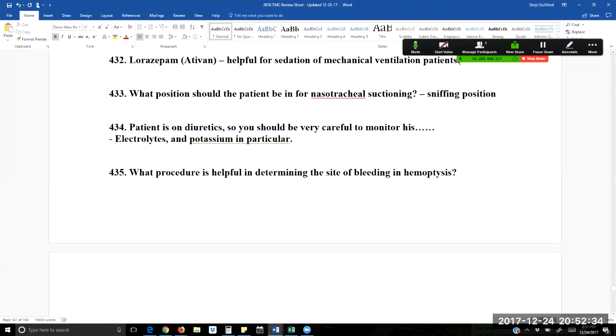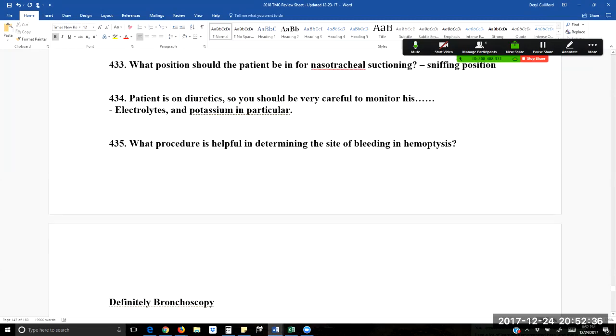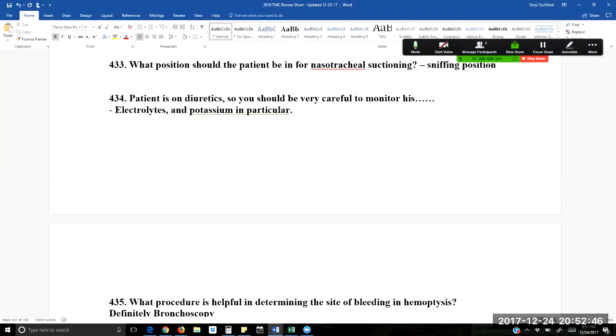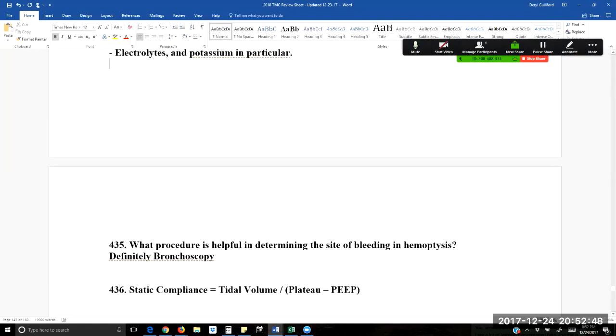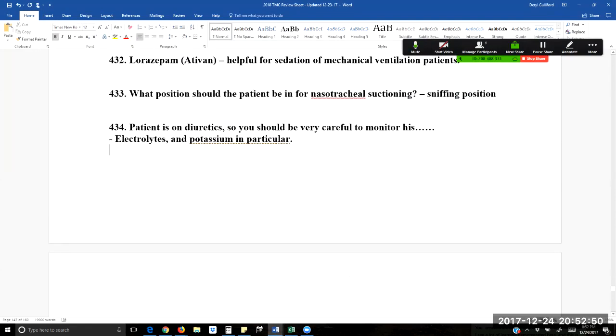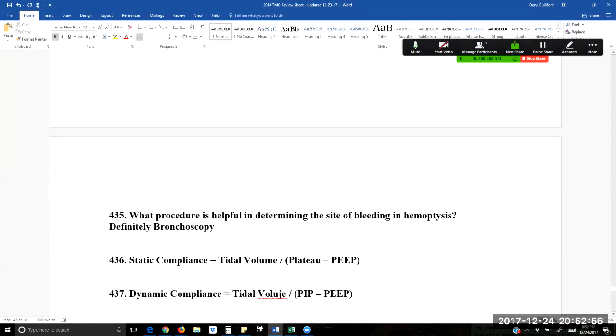Number 434, your patient's on diuretics. You should be very careful to monitor electrolytes, and potassium in particular, but electrolytes in general. The diuretics wash out those electrolytes, particularly potassium. Patient will often have cramps in their legs or their hands. That's a clue that their potassium is low.